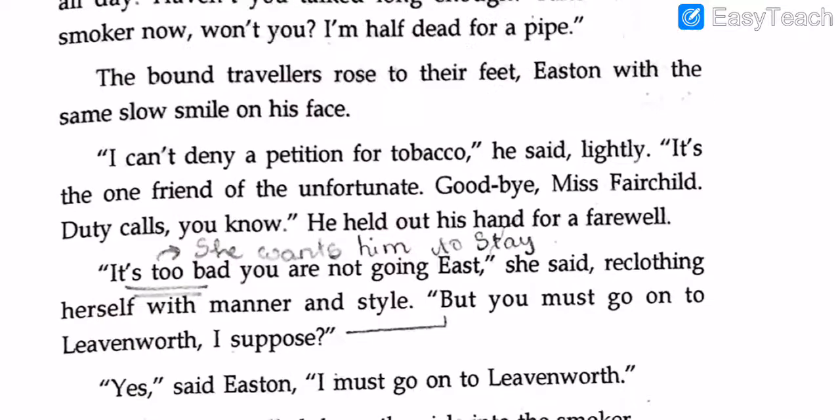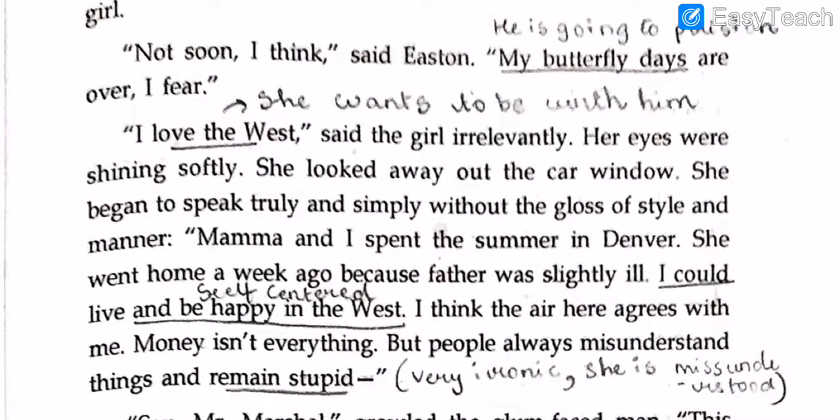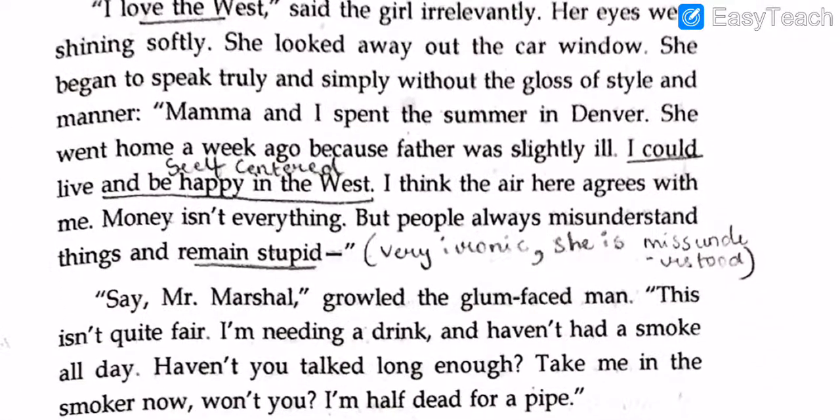Okay, second one. My butterfly days are over. This means he's going to prison now, so his butterfly days are of course over now. He won't have a social life anymore. And the third one. Money isn't everything, but people always misunderstand things and remain stupid.